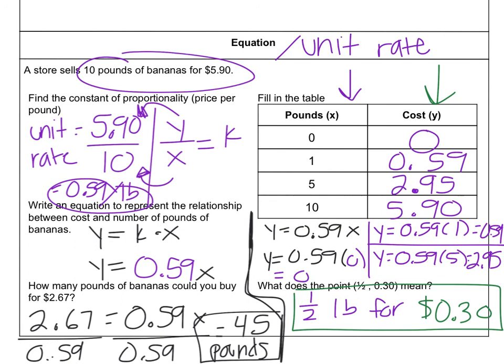Okay, so now we're going to take some time when we're done, and we're just going to do some practice on our own, okay? And just really get good at finding the constant of proportionality, writing the equation, building tables. Okay, I know it's a lot, but we're going to do lots of practice with it.